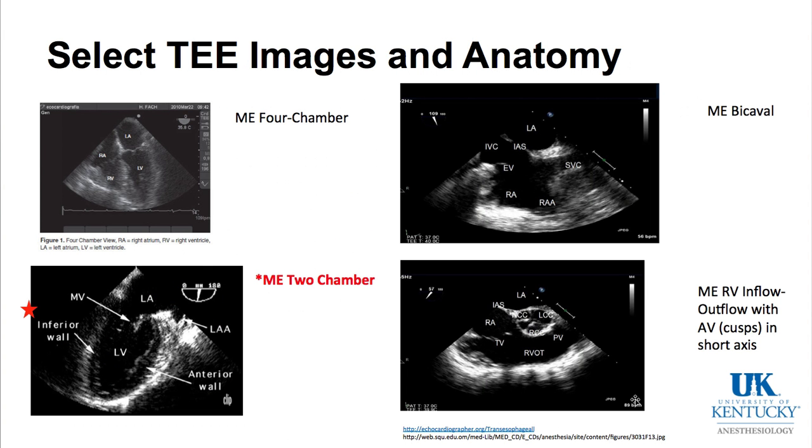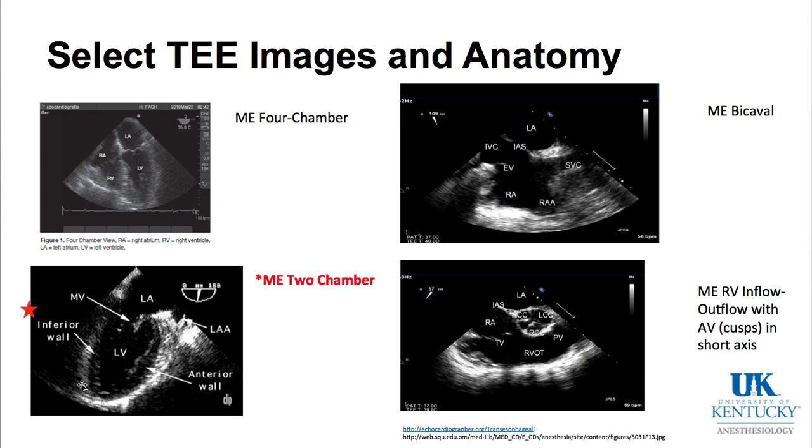And that moves us towards some TE images and anatomy. Specifically, if you look at the bottom left, you can see the mid-esophageal two-chamber where the anterior wall is to the right and the inferior wall is to the left. An LAD lesion would have wall motion changes in the anterior distribution. RCA lesion would have wall motion changes in the inferior wall distribution.